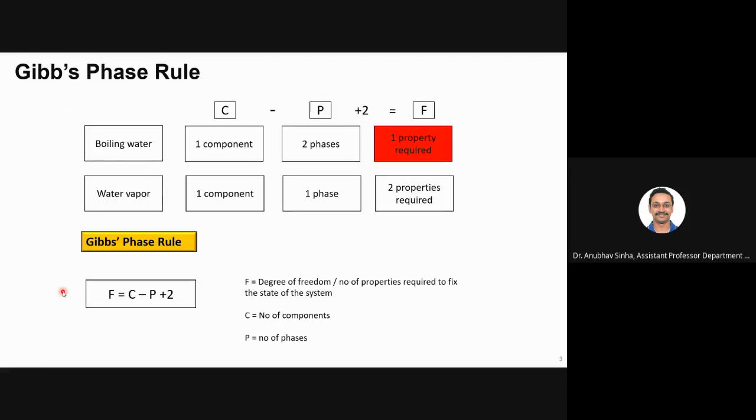So Gibbs phase rule, I hope everyone is now very familiar with this. What it tells us is that if you have boiling water, it means you have two phases, then you need only one property to fix the system. If you have water vapor or superheated water vapor, then two properties are required, right? This is directly coming from this Gibbs phase rule, this equation.